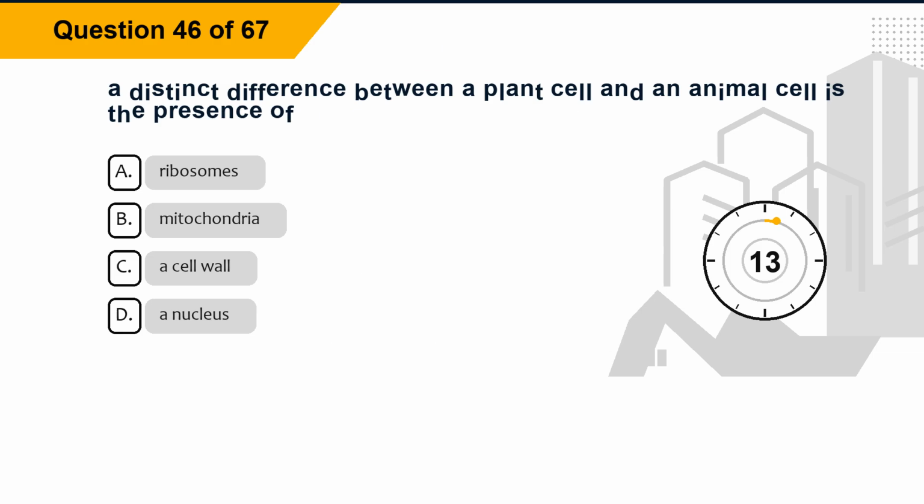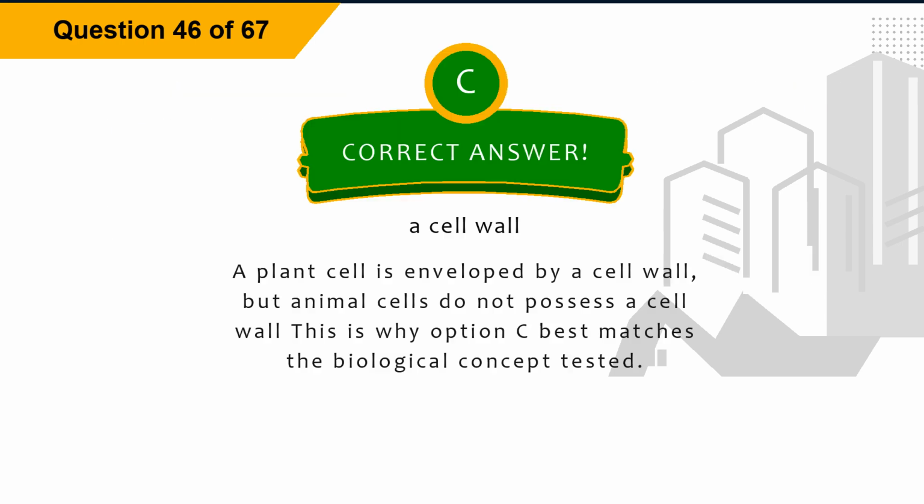Question 46. A distinct difference between a plant cell and an animal cell is the presence of option A, ribosomes. Option B, mitochondria. Option C, a cell wall. Option D, a nucleus. The correct answer is option C, a cell wall. Explanation. A plant cell is enveloped by a cell wall, but animal cells do not possess a cell wall. This is why option C best matches the biological concept tested.